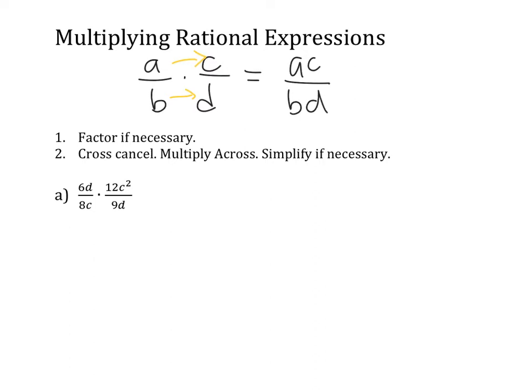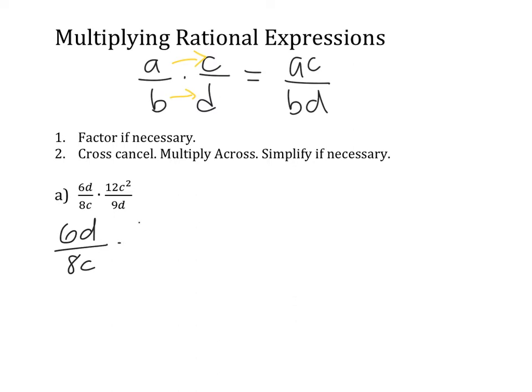Looking down here at letter A, these are the steps that we're going to use to multiply rational expressions. And just keep in mind that if you don't like cross canceling, you can actually just multiply across and then simplify from there. But I always suggest that you check at the very end one last time just to make sure we didn't miss anything. So looking at this letter A, I'm just going to write it bigger so that I have more space. I can see it a little bit better.